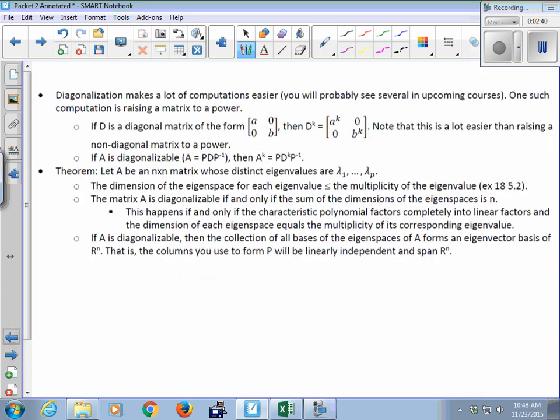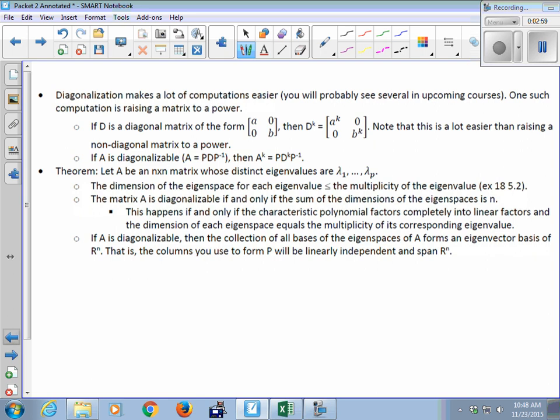Okay. So the whole point of diagonalization is that it makes a lot of computations easier. I'm sure you'll see diagonalization used to simplify computations in several upcoming courses that you're going to take. One such computation that is easier is raising a matrix to a power.